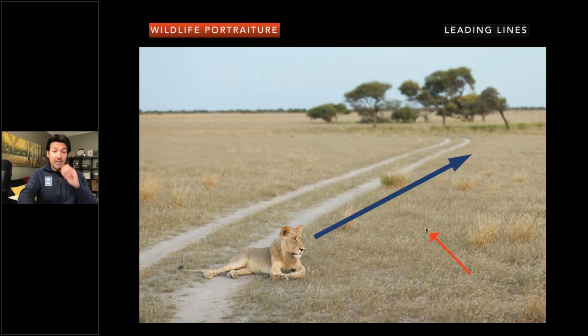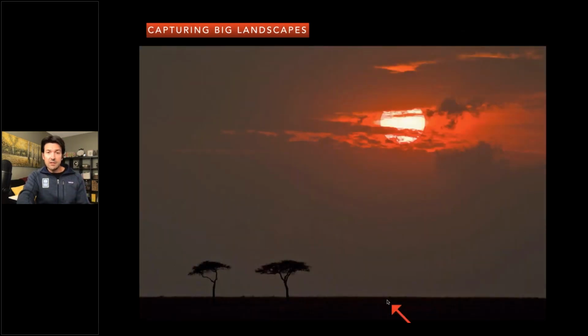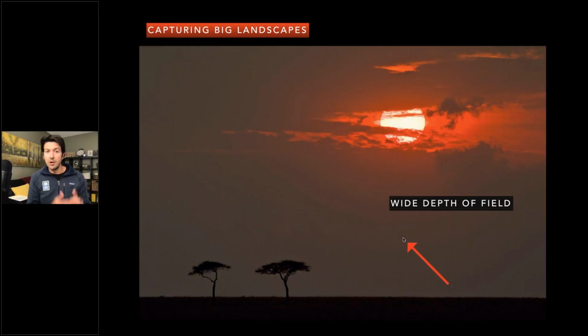All right, capturing big landscapes. So Africa, very big landscapes. Some tips here. Opposite of wildlife portraiture, you want a wide depth of field. So that means a big aperture number. You want to have a wide depth of field to get as much in focus as possible.